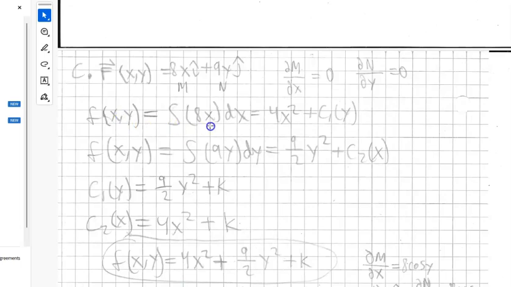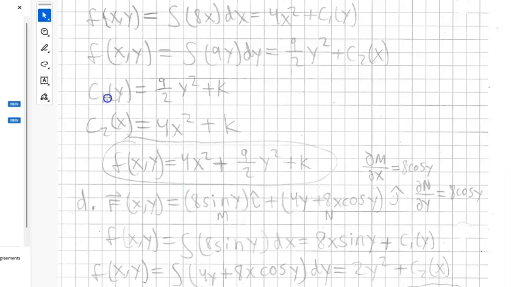So for 8x with respect to x, we get 4x squared plus c1(y), and then for the antiderivative of 9y dy, it equals 9 over 2 times y squared plus c2(x). And now we list what c1(y) is, which is 9 over 2 y squared plus k. And for c2(x), we get 4x squared plus k. Then by putting it all together, we get f(x,y) equals 4x squared plus 9 over 2 times y squared plus k as our answer.